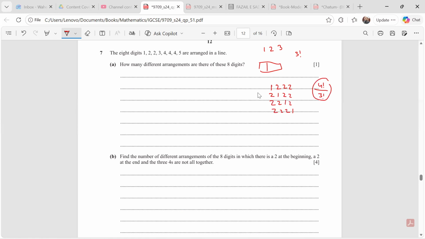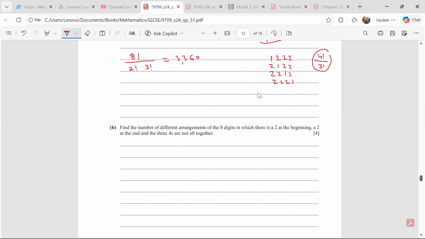Anyway, for this particular problem, the answer would be 8 factorial when they are unique. But since there is repetition, it is 8 factorial divided by 2 factorial times 3 factorial. So this will give you the number of different arrangements you can make with these numbers. I hope this is clear. And if you calculate this amount, it comes out to be 3,360.